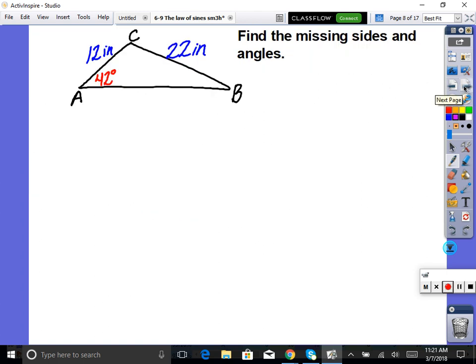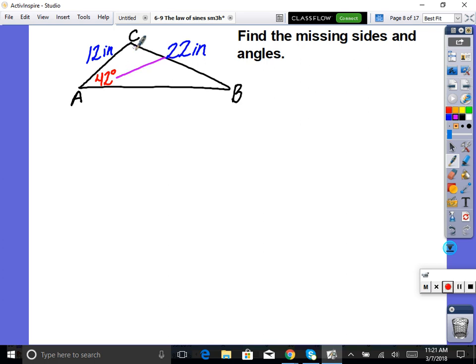Now, looking at this one, this is my last one before, well, pretty much before lunch. So it says find the missing sides and angles. I want you to notice something. We don't have 2 angles. We only have 1 angle. We do have 2 sides. And remember, one of the rules is for the law of sines to work, the angle has to be across from one of the given sides. And it is, so we're good to go.